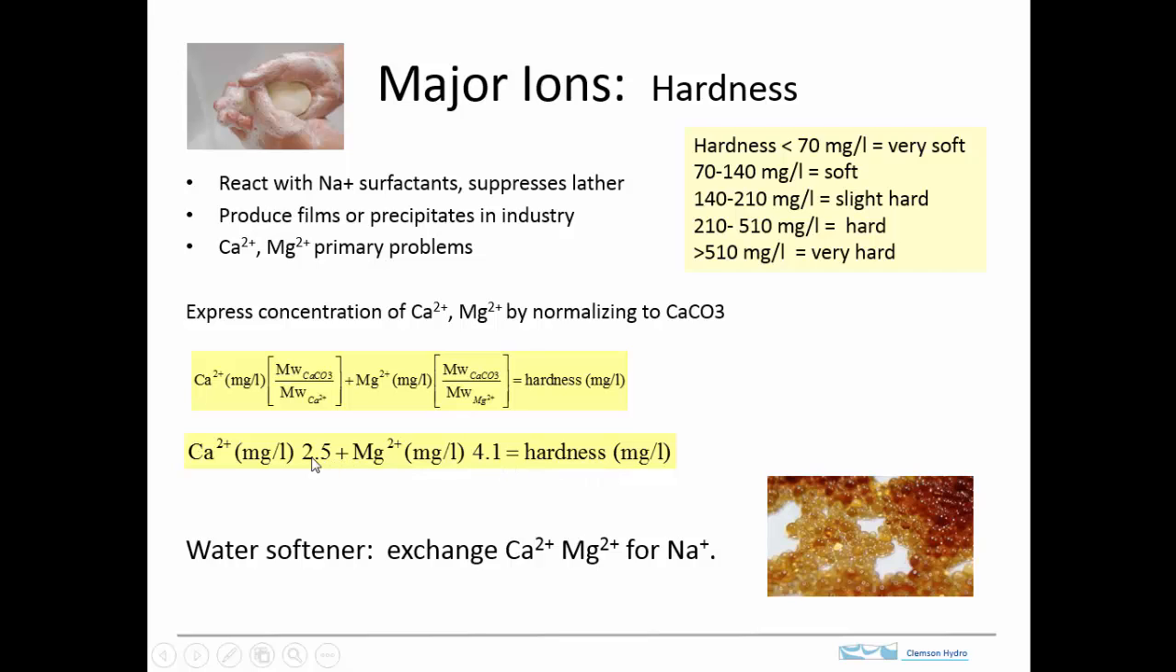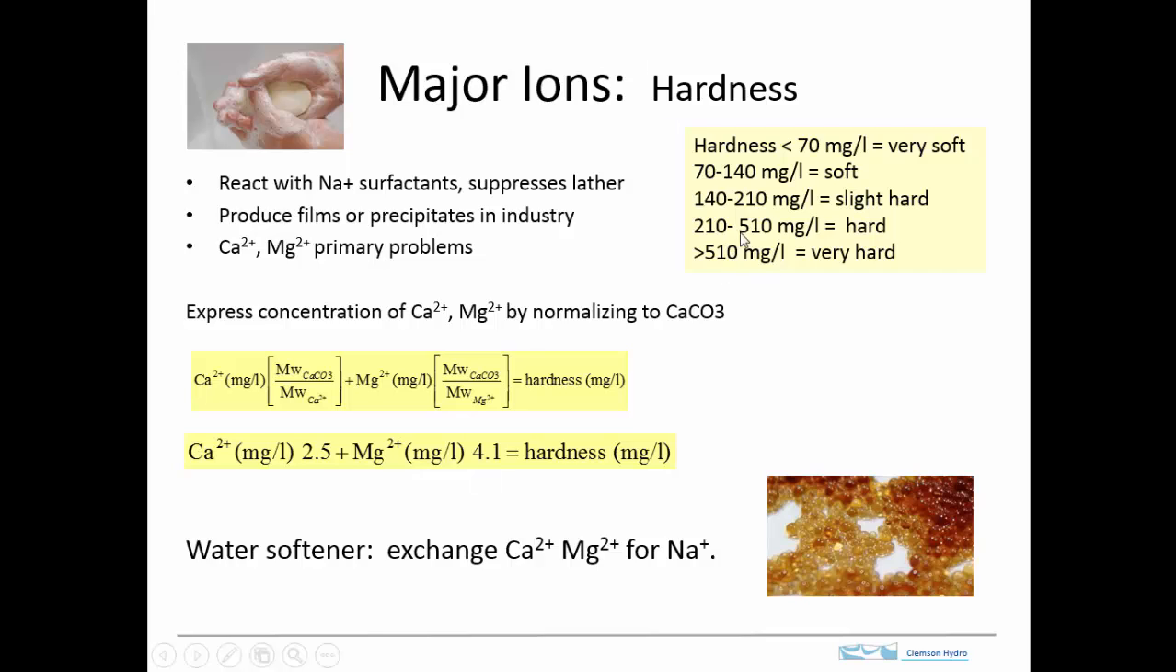And these two terms, 2.5 and 4.1, are derived from this ratio, the molecular weight of calcium carbonate to the molecular weight of calcium, and calcium carbonate to magnesium. So that what it's doing is it's taking these two compounds and scaling it to a basis of the molecular weight of calcite. Okay, so that's just a convenient way of generating this term called hardness. So hardness will be high in areas that are underlain by calcium and magnesium. So limestone produces water that's very hard.